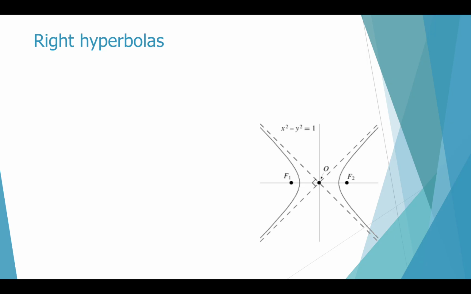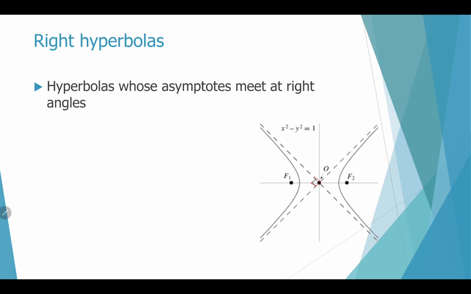Right hyperbolas are special, just like right trigonometry is special. Right hyperbolas have asymptotes that are perpendicular, which is very different. If the hyperbola's asymptotes meet at right angles, it's considered a right hyperbola. And this occurs when the focus is at r square root of 2. So whatever that r is, it becomes r times the square root of 2.